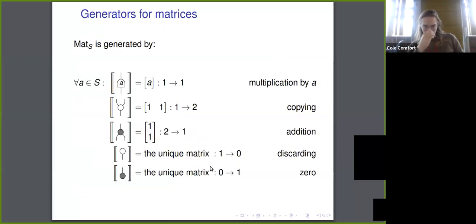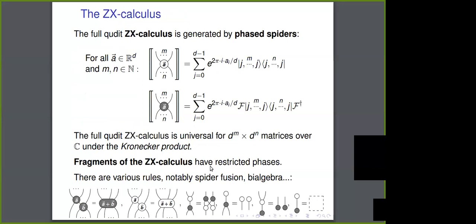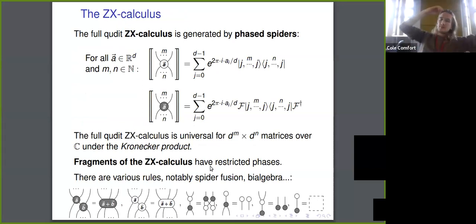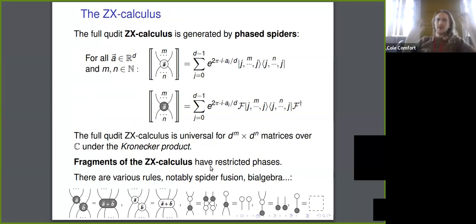So this is a classical result. Sorry. Yeah. So you're saying that I don't understand why universality is important in the previous slide. So you're saying that the one with the Kronecker product, ZX is universal for Kronecker product? Yeah, just that you can express any matrix with the type d to the m cross d to the n.